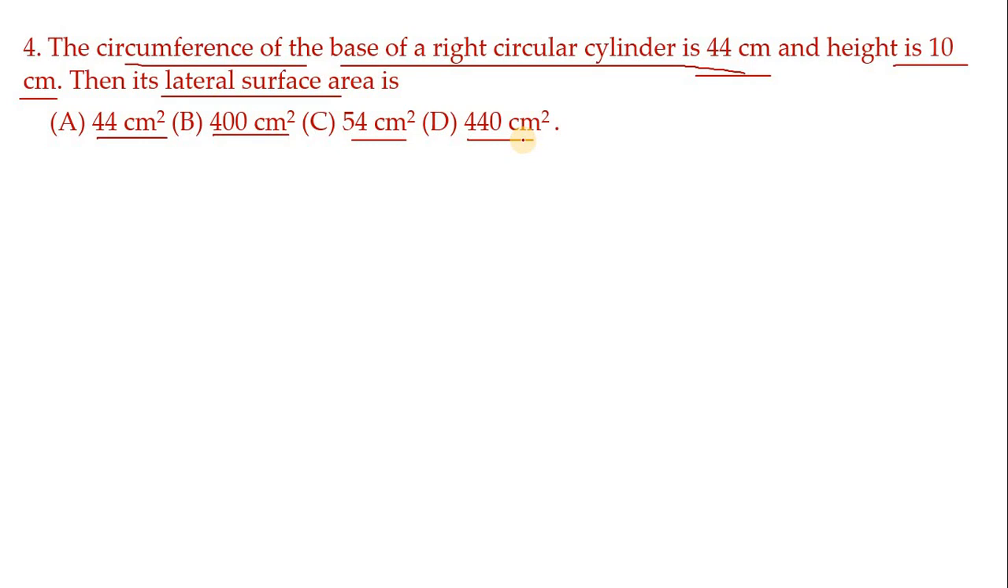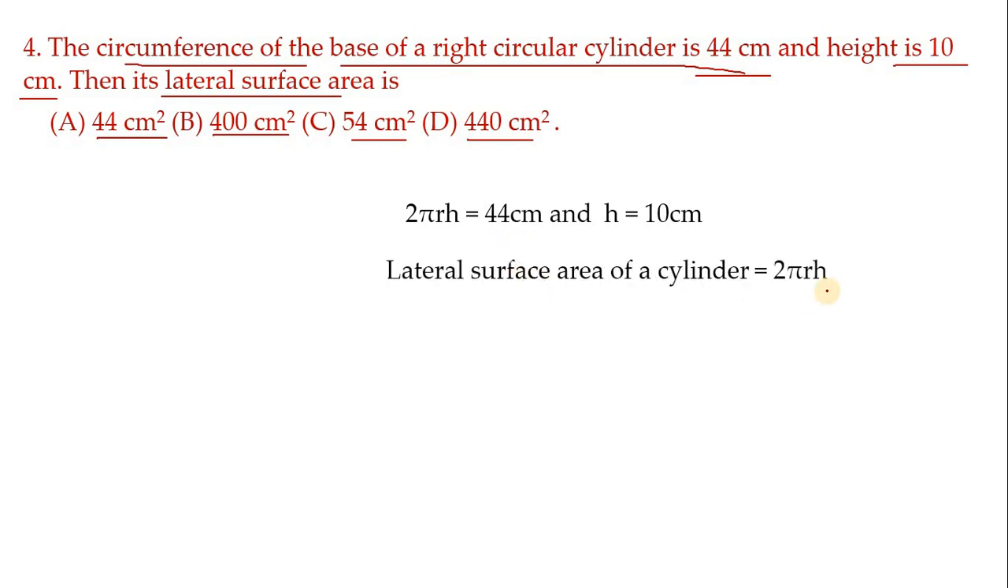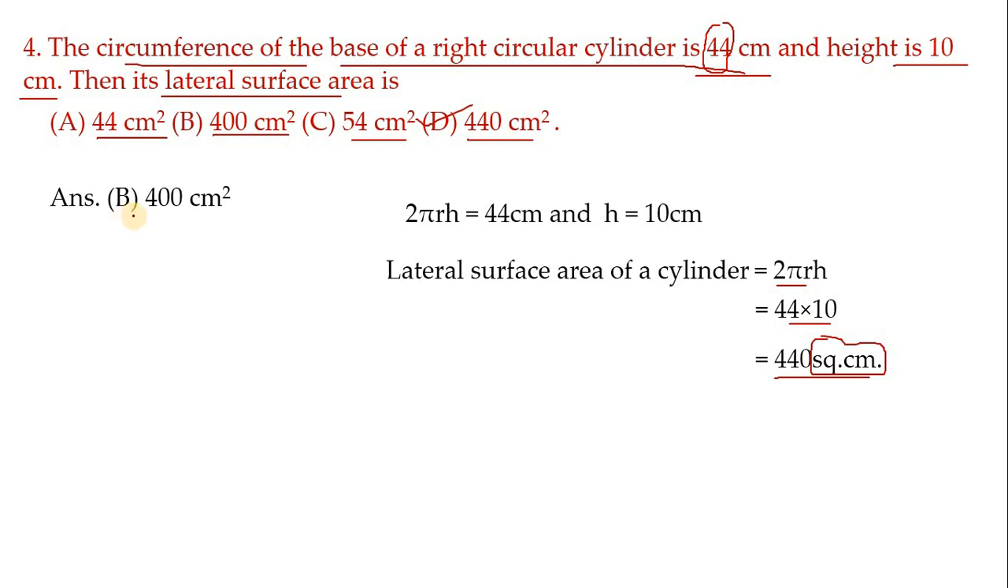So it is just like the last problem. You can try by yourself, so no need of explanation. Write the formula and substitute the values in it, children. The 2 pi r h value is given, that is 44 into 10. So you will get 440 square centimeter. Here you have to write centimeter square. So the correct option is D.